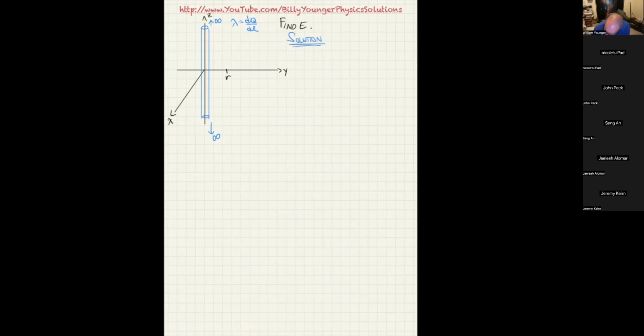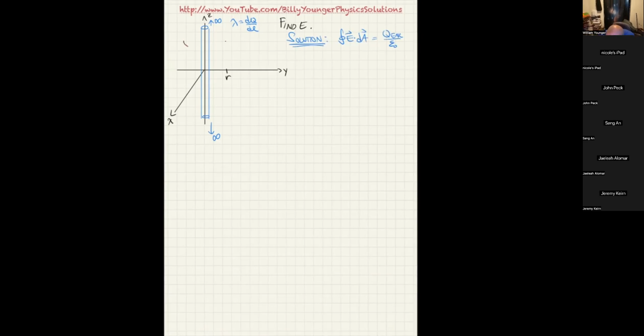The solution is we're going to use Gauss's law, which says the closed integral of E dot dA is equal to Q enclosed over epsilon naught. So what we're going to do is draw a Gaussian surface. My Gaussian surface is going to go, basically, from this line, so about 2 there, and then a little bit more.